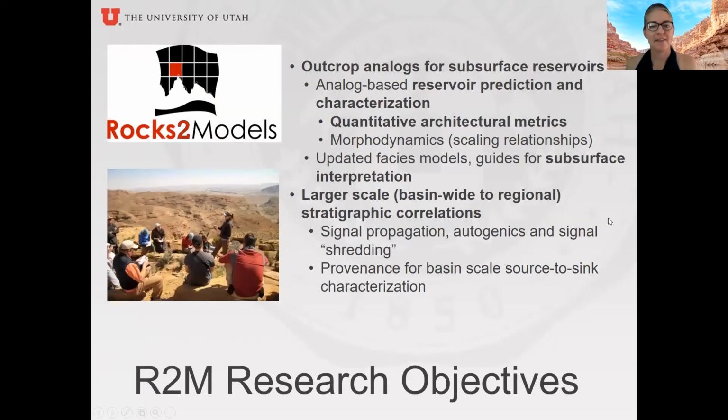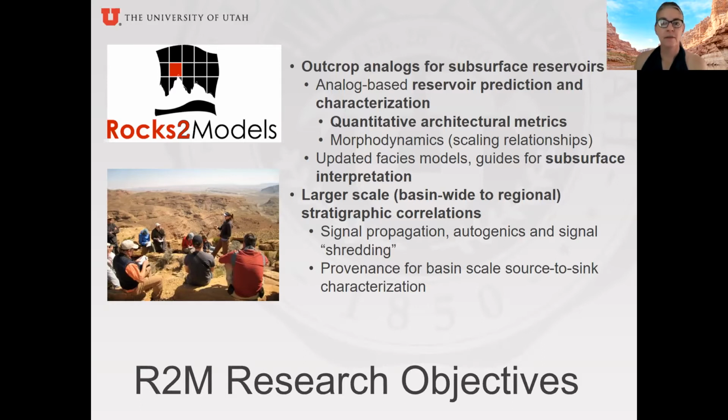So in 2012, I started the Rocks to Models Research Consortium with Dr. Lisa Streit, who is at Colorado State University. I am currently the sole PI on this, although she and I do still collaborate when we can. Over the last 14 years, this consortium has been supported by Chevron, ConocoPhillips, Hess, Shell, and Statoil, with a little over $2 million in funding.